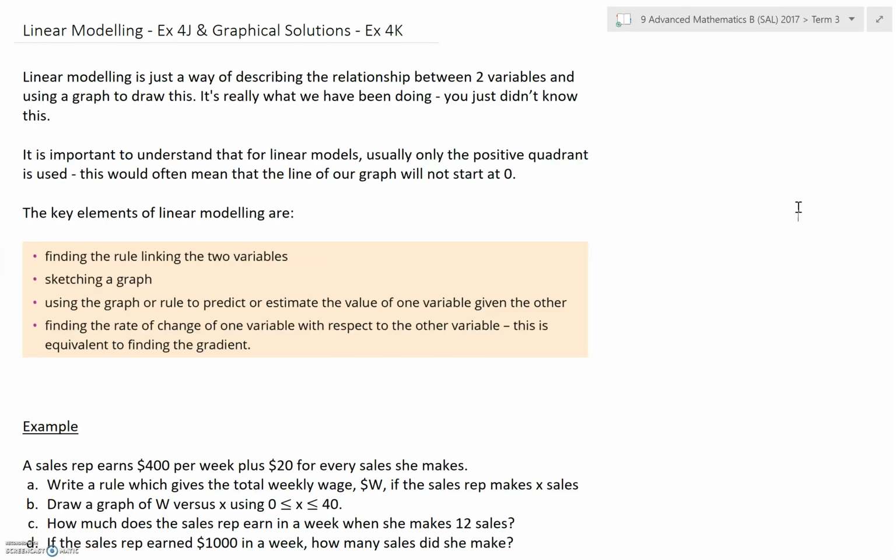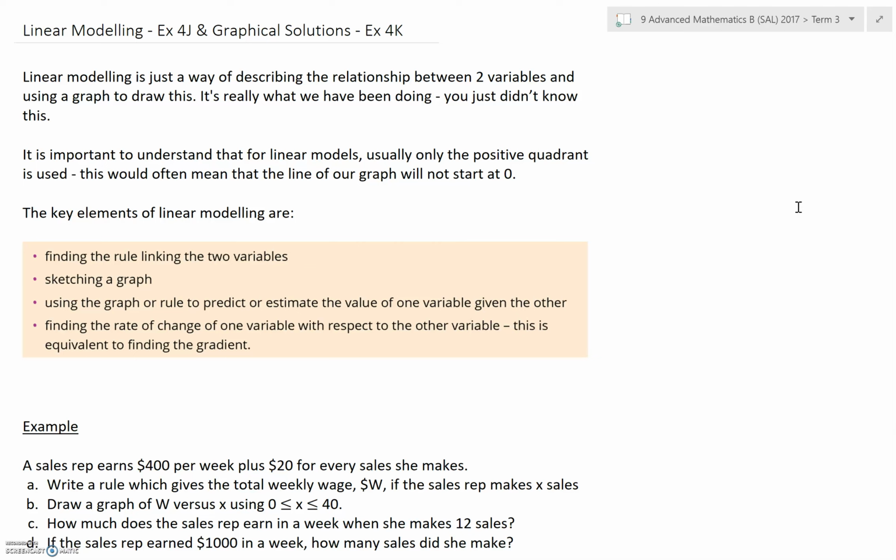Okay, so we're going to look at a formal way of talking about the things we've actually already been doing, and a way to describe that is called linear modeling, which is just working out the relationship between two variables and using a graph to draw it. It's what you've been doing all along, you just haven't been using that term.